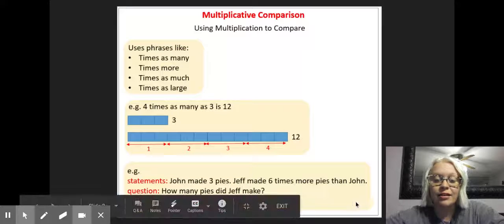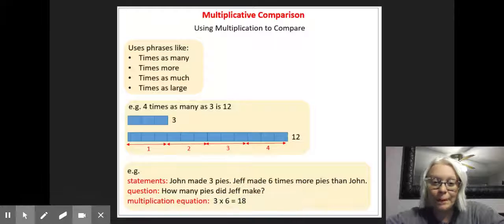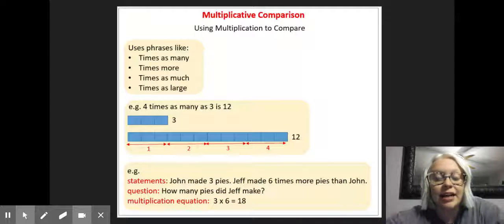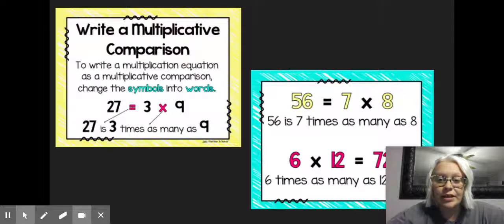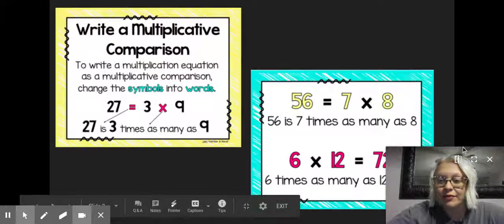So here would be, I need to stop doing that. Our equation would be 3 times 6 equals 18. And I'm going to show you a picture in the next slide that tells you how to set up this problem and take the words and turn them into an equation. So let's look at that now. And here it is. Let me move myself.